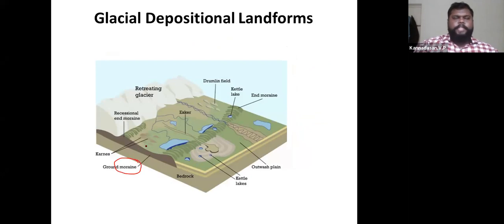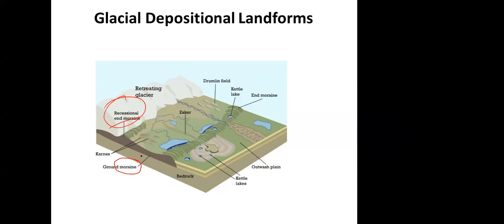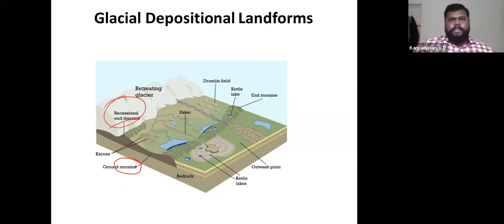Okay, glacial moraines are very important because this is where the important deposition happens. Different moraines are there: ground moraine, end moraine, depending upon the place. If it is the end of the glacial topography, then it is end moraine. So different moraines are there depending upon the places.